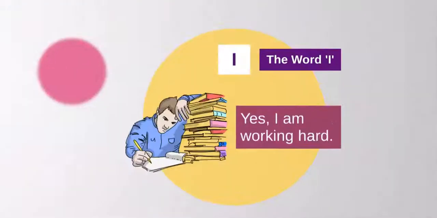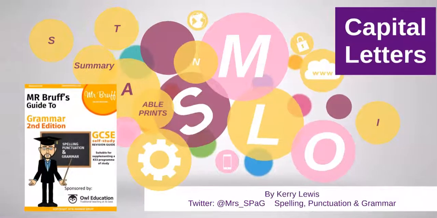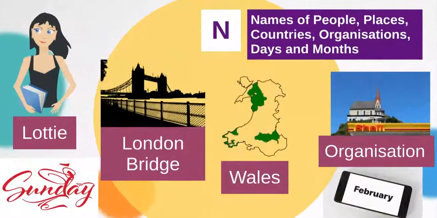I is the word I. When you're writing about yourself, the word I is always a capital letter. For example, yes, I am working hard. N is for the names of people, places, countries, organisations, days of the week and months. So we have Lottie, London Bridge, Wales, the organisation here is Shell, Sunday and February.